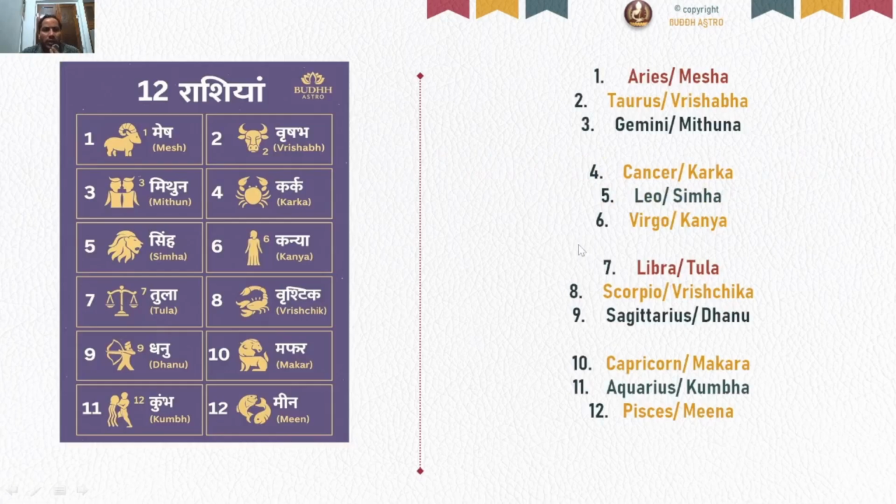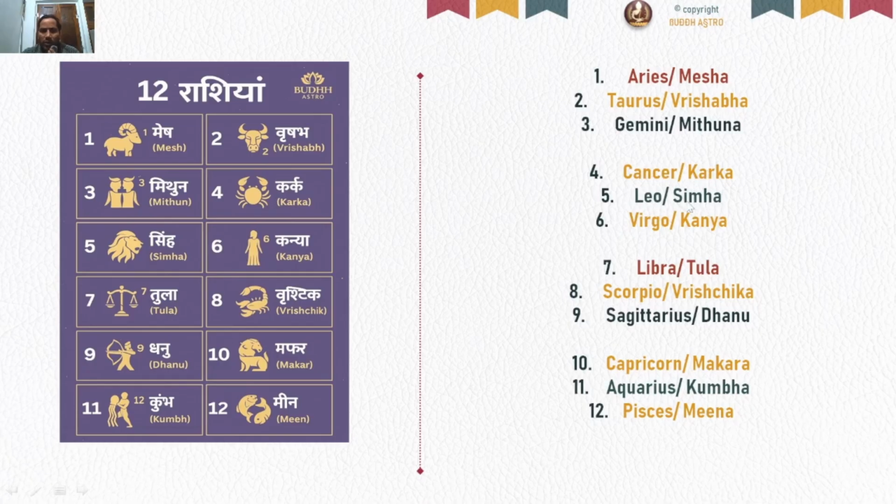Now, what are the zodiac signs? First, there are 12 zodiac signs, as I already told you. First zodiac sign is Aries, which is called Mesha. Second is Taurus or Vrashabha. Third is Gemini, which is Mithuna. Fourth is Cancer, that is Karka.